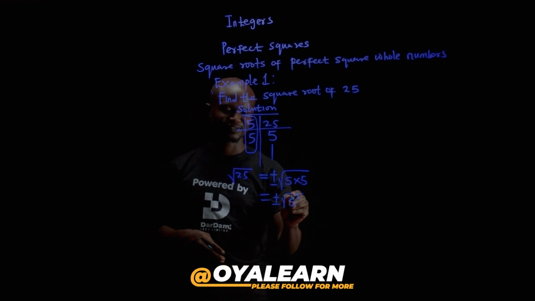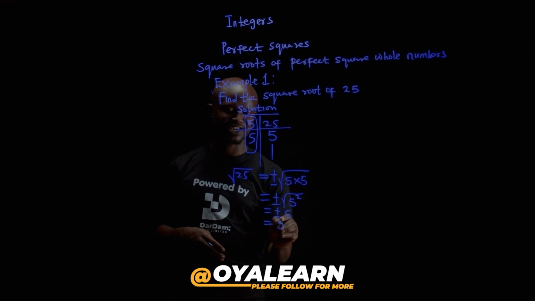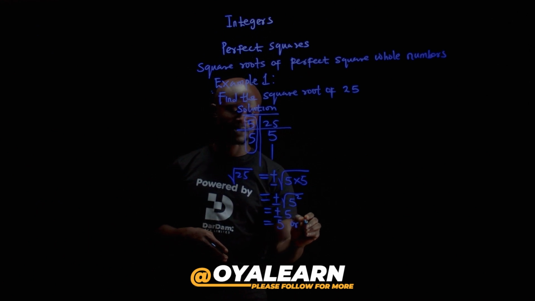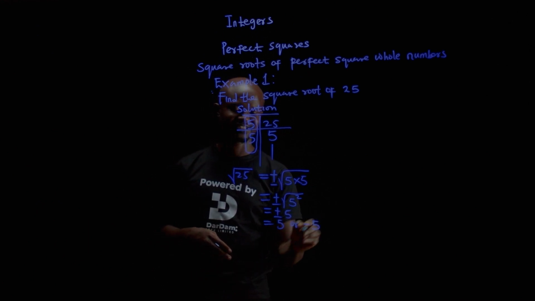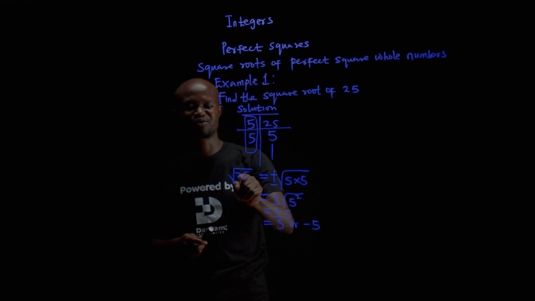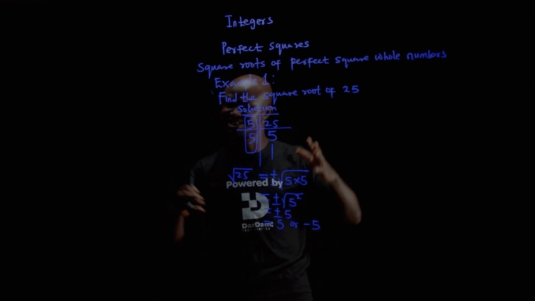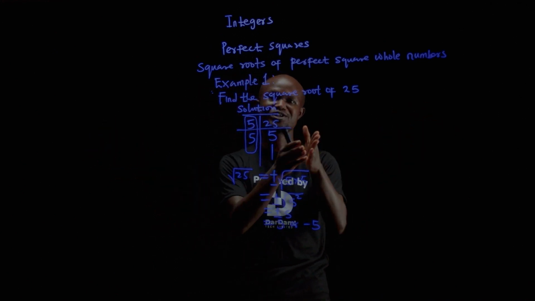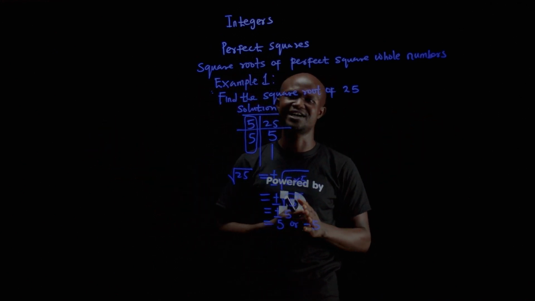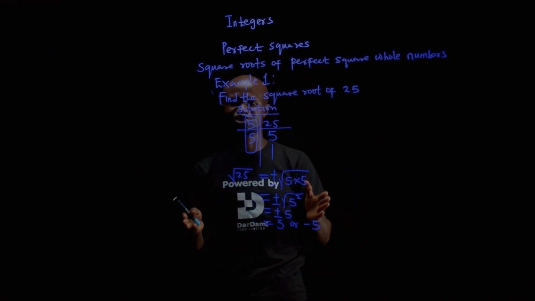So what happened? This number is the answer. The answer is plus or minus 5, which can be written as 5 or minus 5. That is the answer. Because if I square 5, I will have 25. And if I also square minus 5, it is minus 5 times minus 5, which will give us plus 25, which is 25. So take note of that. That is the solution to the problem.